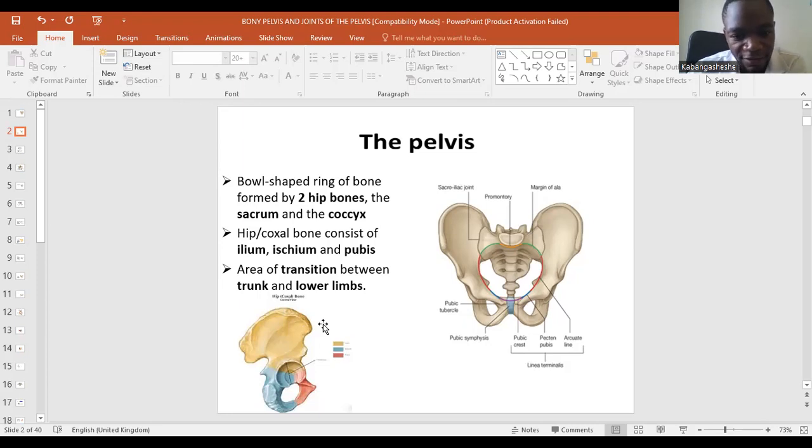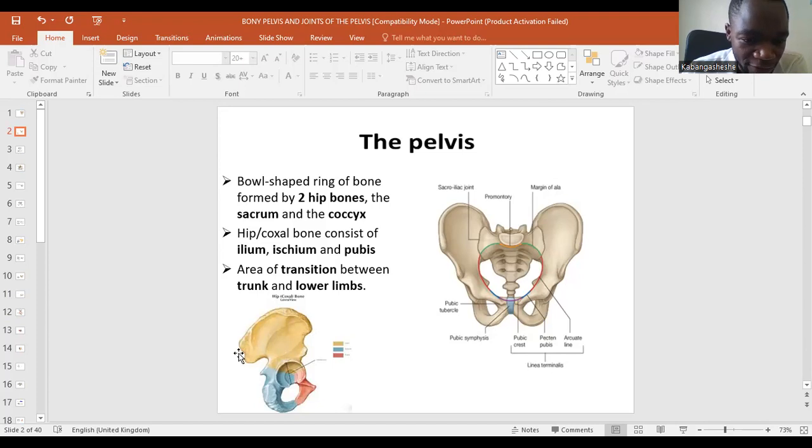That is ASIS. Then the one inferior will now be called the anterior inferior iliac spine. So this one is easily palpated. You know, when you run your fingers in front of your pelvis there, you feel these sharp bones. This one is a bit blunt, so they are very difficult to palpate.